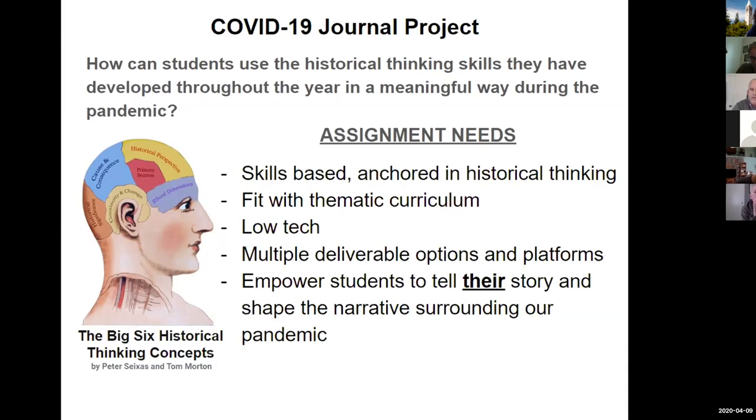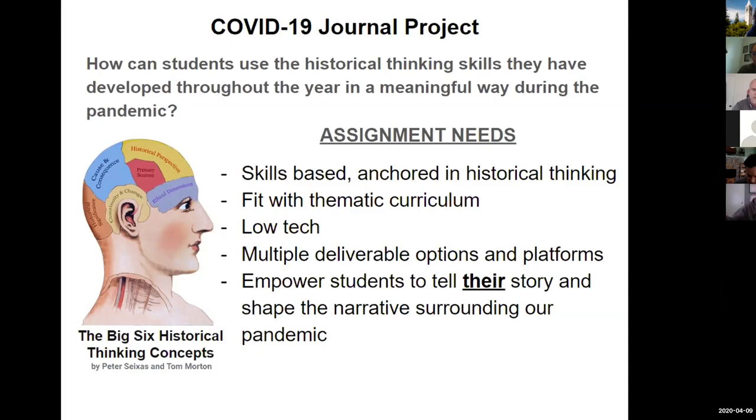If they were artists, they can draw. If they were musicians, they can write a song. If they're poets, they can write a poem. You can just do some chronology of the day-to-day experiences they're having in their house, and also a way for them to vent, talk about their fears, talk about the things they're facing at home.